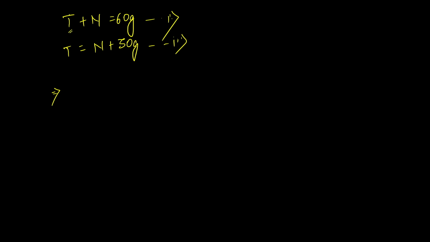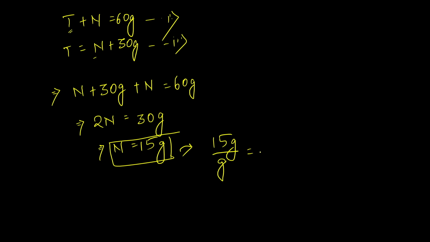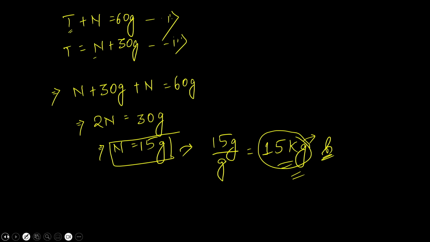Now put the value of T over here from the second equation. Then N plus 30 G plus N is equal to 60 G. That is, 2N is equal to 30 G, or N is equal to 15 G. So that is 15 G upon G, that is 15 kg mass, will be shown by the weighing balance. In the first case, when the whole system is at rest, the answer for the first part of the question is 15 kg.